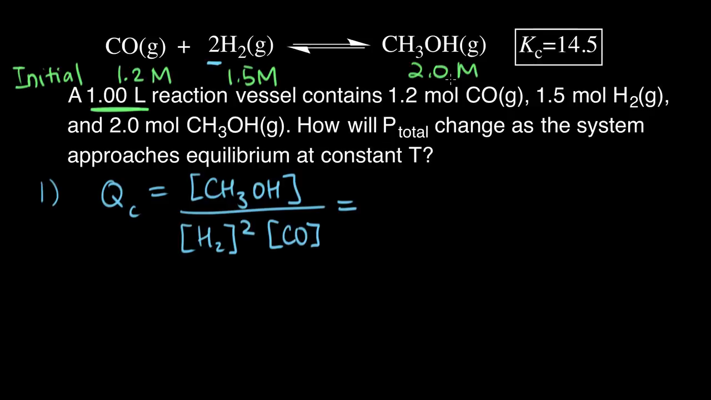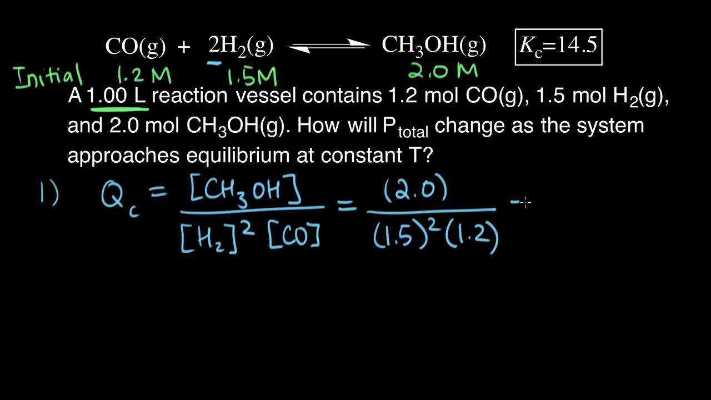So now we can plug these concentrations into our expression for Q. In our numerator, we get 2.0, and our denominator is 1.5 squared times 1.2. If we plug this all into our calculators, what I got is that our Q for this particular moment in time with these concentrations is 0.74.